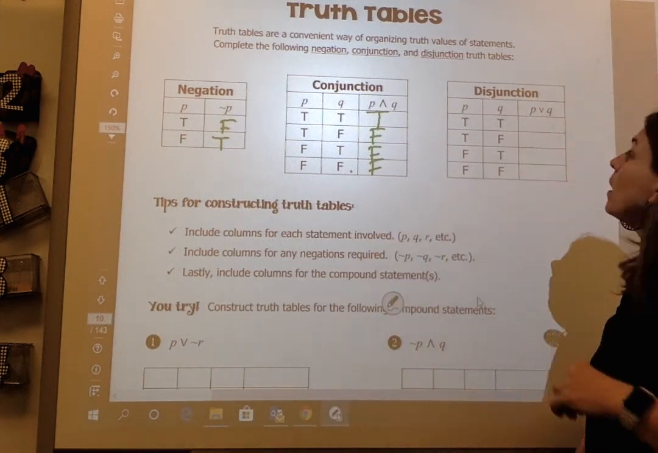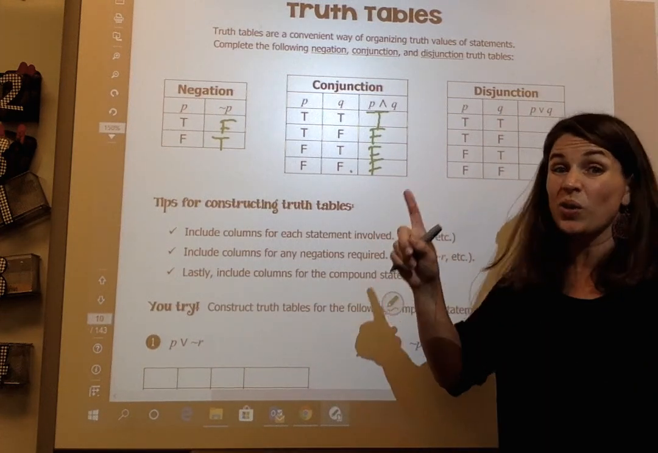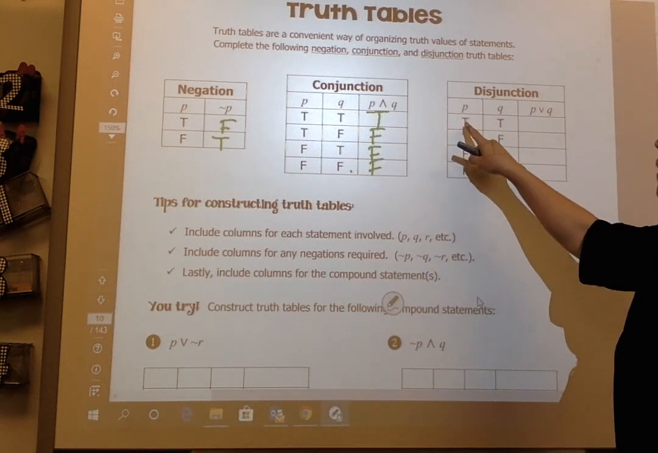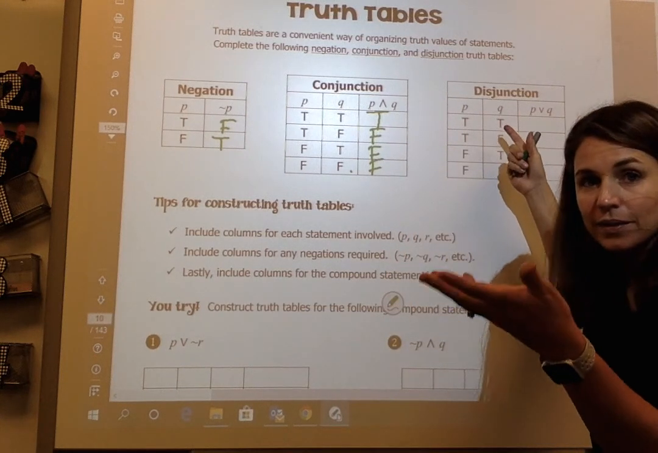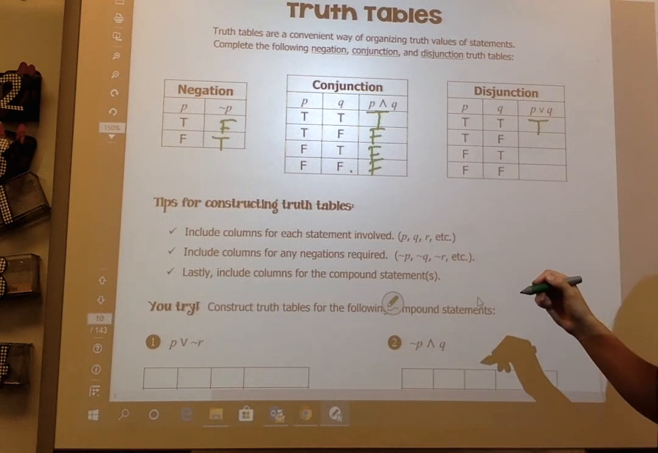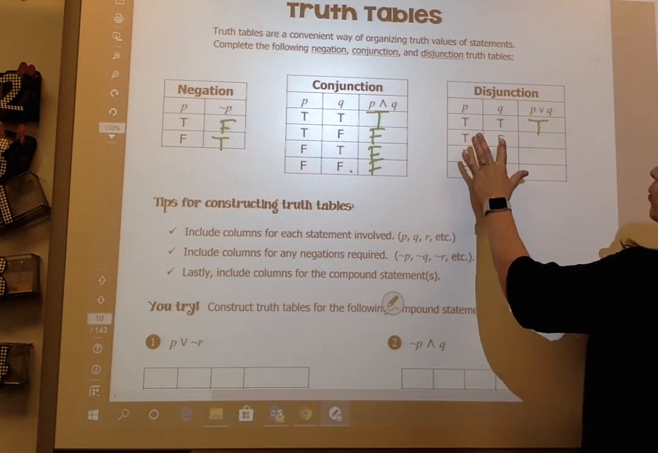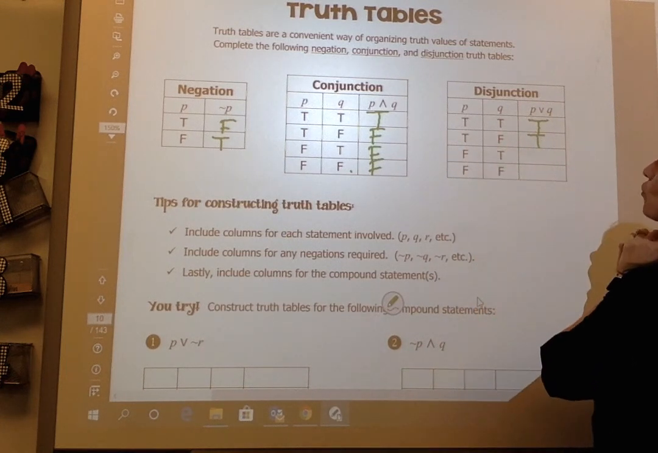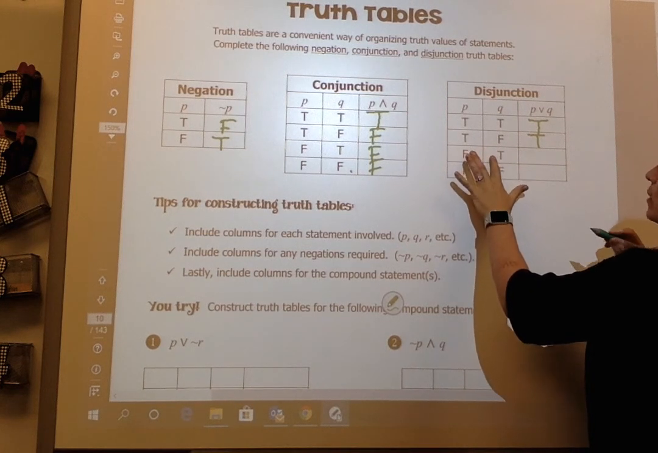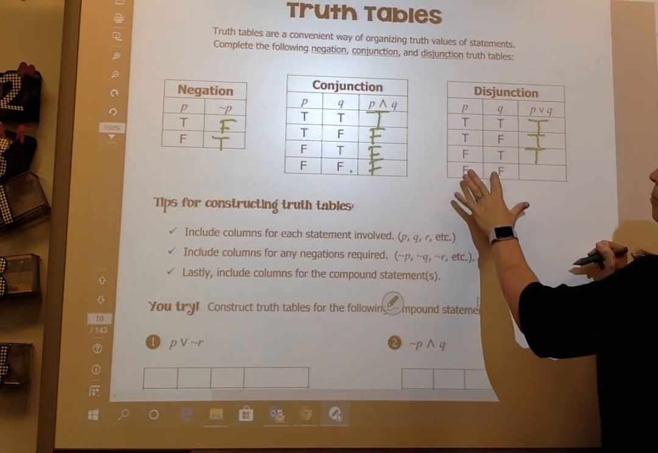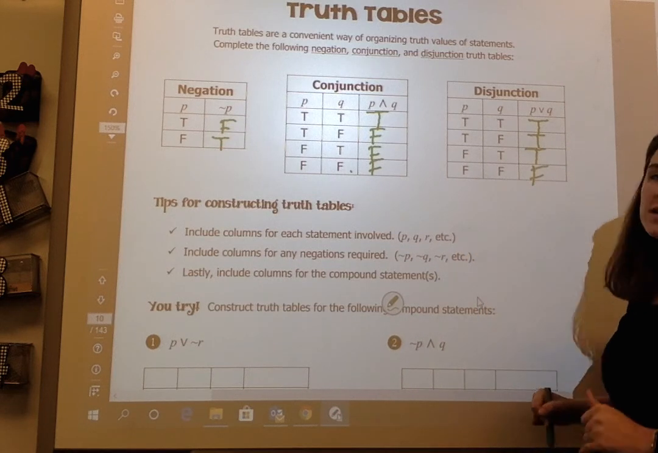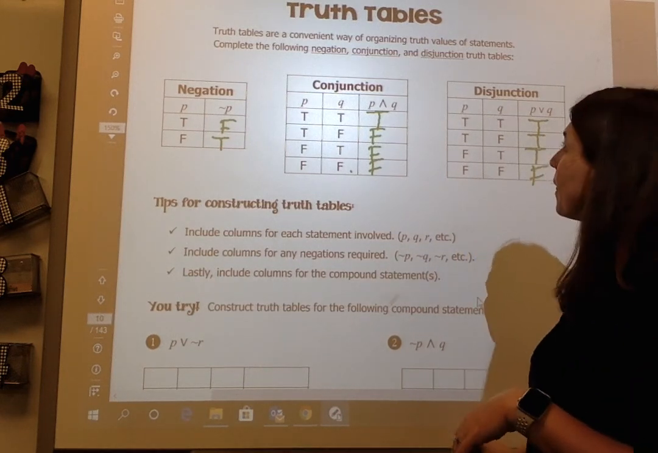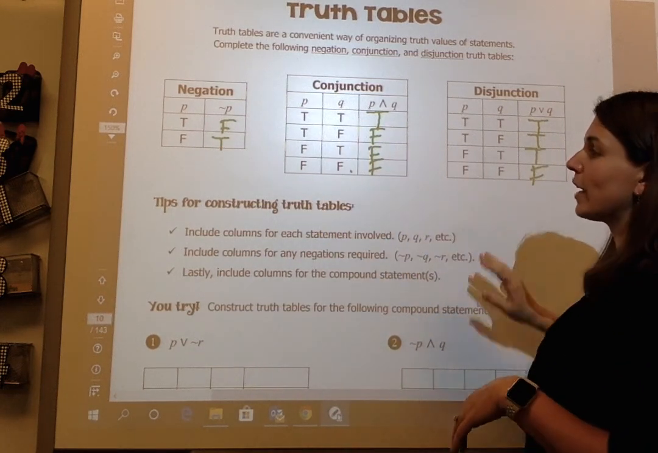my truth value. Now a disjunction is or, so only one of them has to be true. So if both of them are true, well, then it's still a true value. Remember, only one of these has to be true, so that's true. Only one of them has to be true, so that's true. Both of them are false, that provides a false statement, okay? So make sure you understand that.